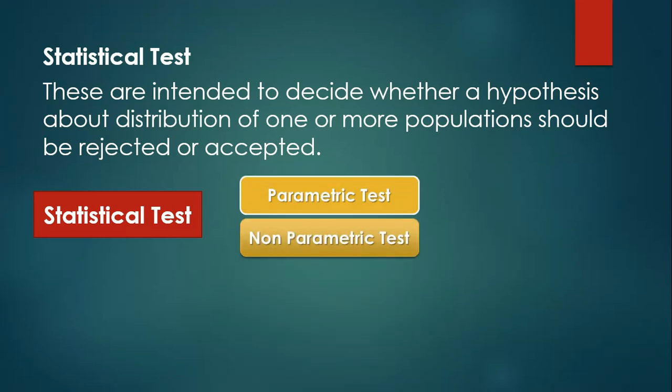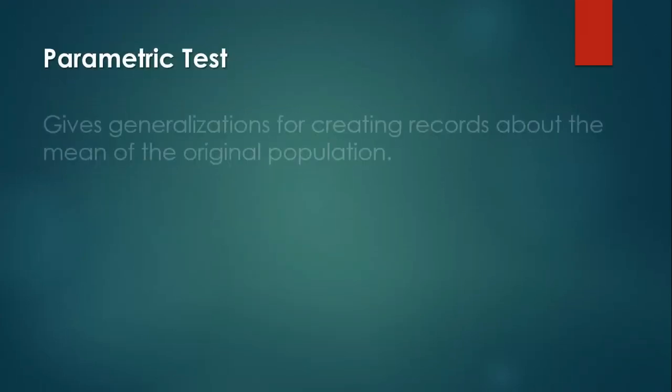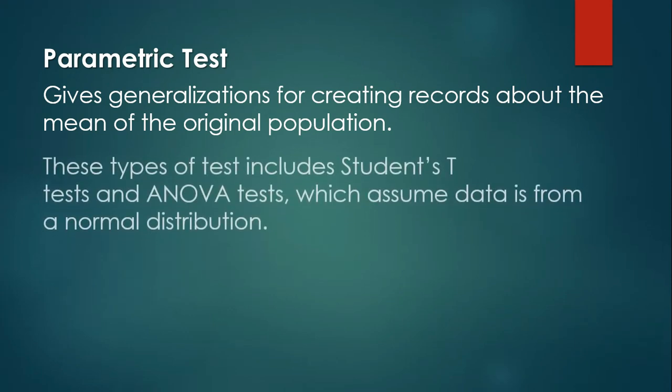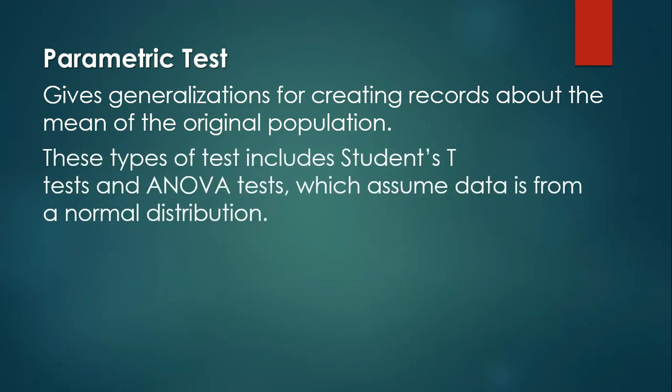A parametric test is a kind of hypothesis test which gives generalizations for creating records about the mean of the original population. This type of test includes the student's t-test, ANOVA, etc., which assume data is from a normal distribution. Next, we will see non-parametric tests.